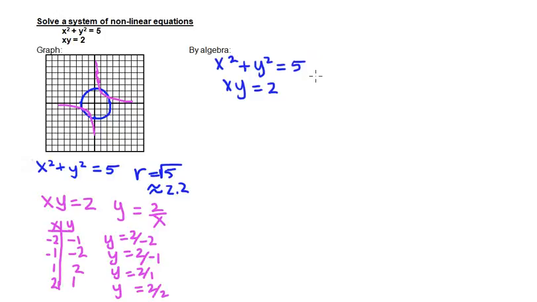So when I look at these two equations, x squared plus y squared equals 5 and xy equals 2, two possible solution methods would be elimination and substitution. And in this example, elimination is not practical because I don't have any terms that obviously drop out. This xy term is different than the x squared and the y squared terms of the other equation.